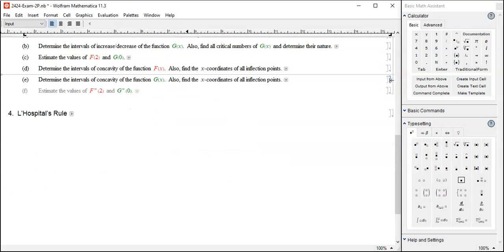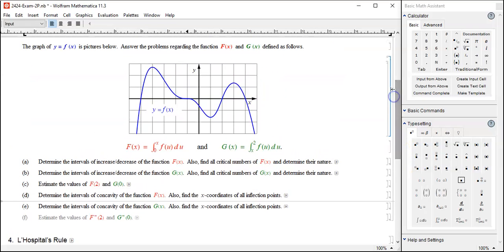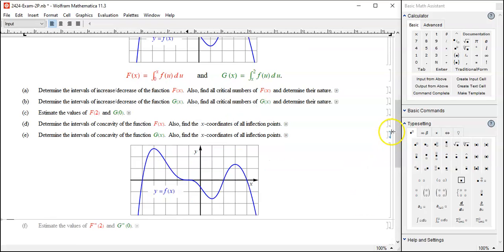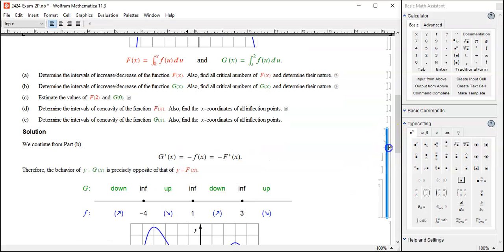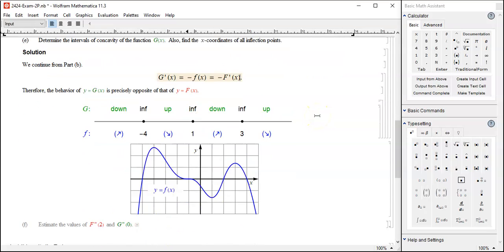Now, as for the second problem here, remember the same thing. Capital G and capital F are related by a negative sign, basically. You see, capital G prime is negative f, which is negative capital F prime. So the properties of capital G and capital F are precisely opposite. One is concave up, the other is concave down, and vice versa.